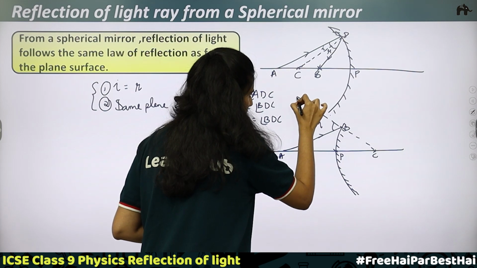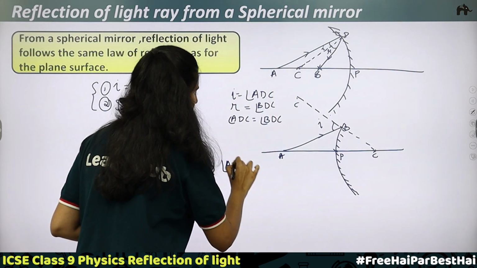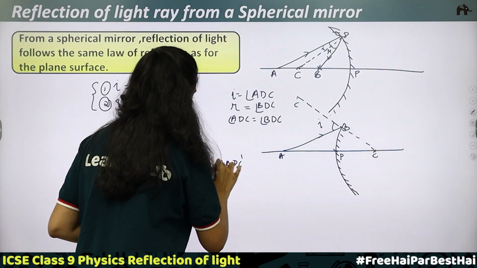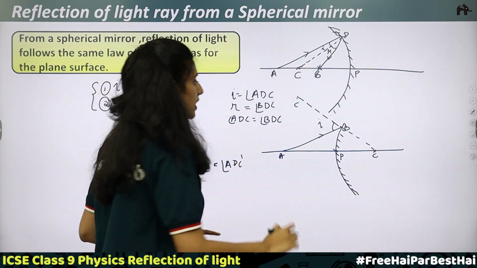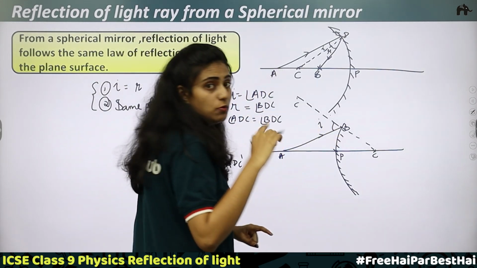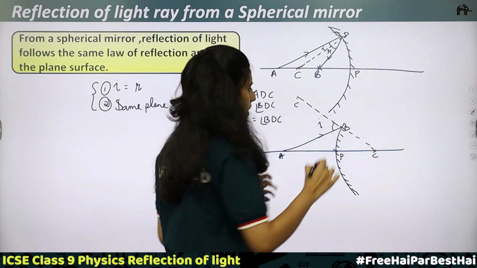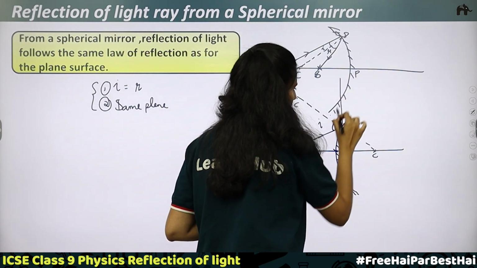So, let me put a C dash here. So, angle ADC dash is the angle of incidence. Now, to get the angle of reflection, what should be done? From here, from the normal, we have to measure an angle that is equal to angle ADC dash. So, when you measure, you will be getting the reflected ray.